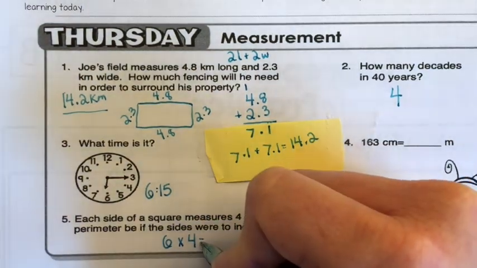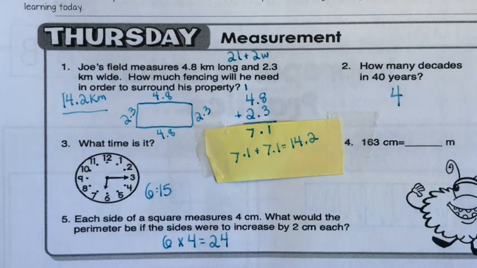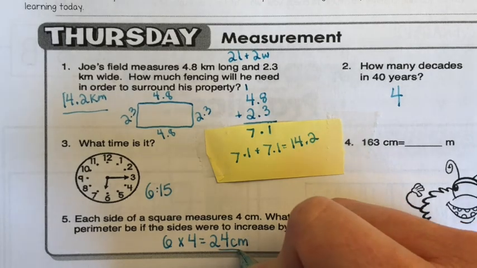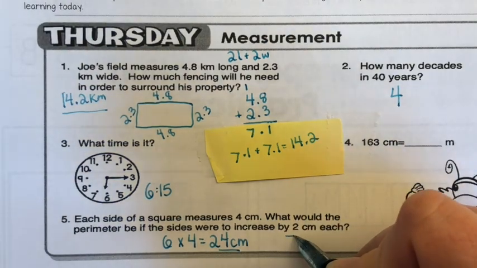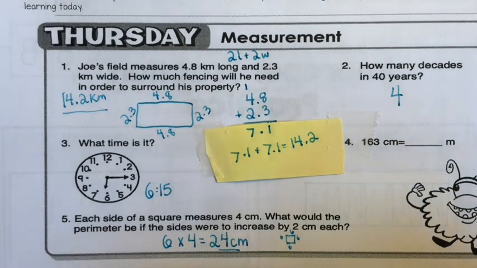What's 6 times 4? 24. Okay, and that is centimeters. That is your perimeter. And that's if you had 6, 6, 6, and 6. Okay, number 4, 163 centimeters is how many meters?